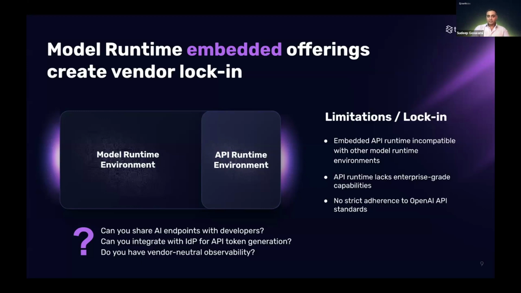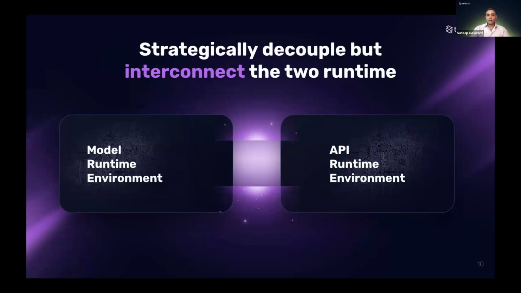So the approach that really works well is to strategically decouple these two runtime environments, but keep them interconnected. And the way to keep them interconnected is where the AI gateway comes into play. Now, I'm showing you Traefik's AI gateway, but it doesn't have to be our AI gateway. The key point here is that you need the AI gateway as a fundamental building block in your architecture that allows you to decouple but still keep the two interconnected so they can share context with each other.